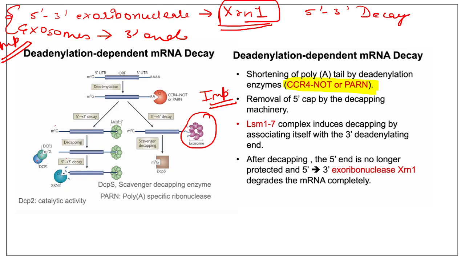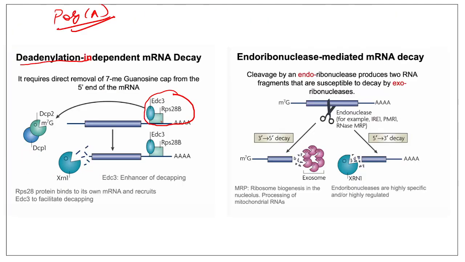So here again you see the decapping machinery remains the same. The 5' to 3' exonuclease XRN1 also remains the same. So these two things are the same here. Okay. Third is endoribonuclease mediated mRNA decay. So we have studied deadenylation dependent, deadenylation independent, and now we'll see endoribonuclease mediated.